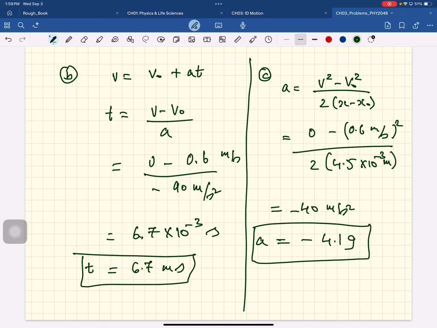Why did you divide by -90 in part B? Why did you make it -90 when you were dividing? Well, the velocity was in this direction, and the acceleration was in the opposite direction.